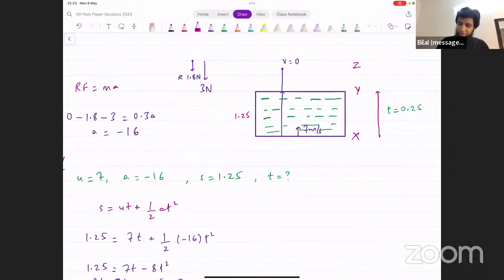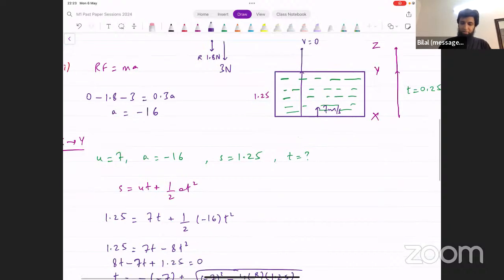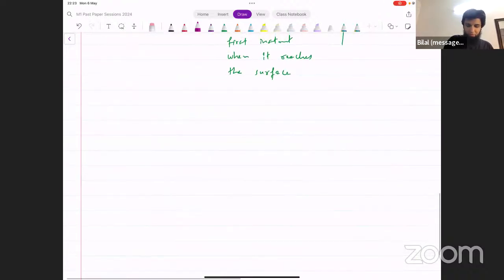The second part of the journey is from Y to Z, when finally its velocity becomes 0 at the top. Now we have to consider this part. Now what happens from Y to Z? For Y to Z part of the journey, let's see what information we have.